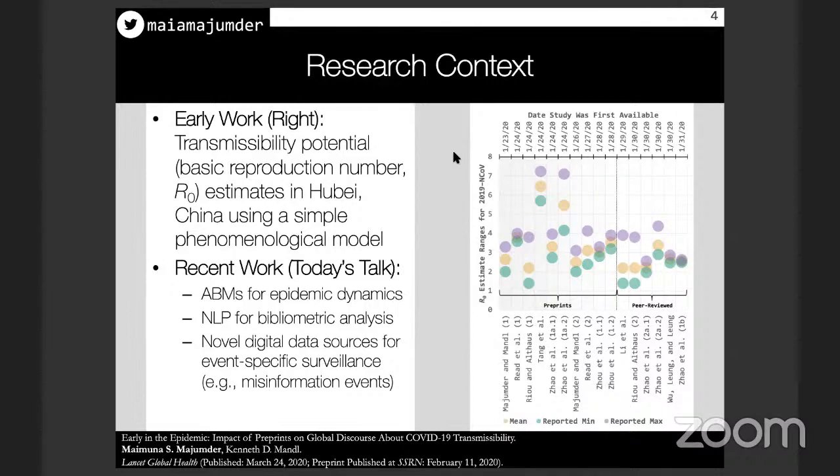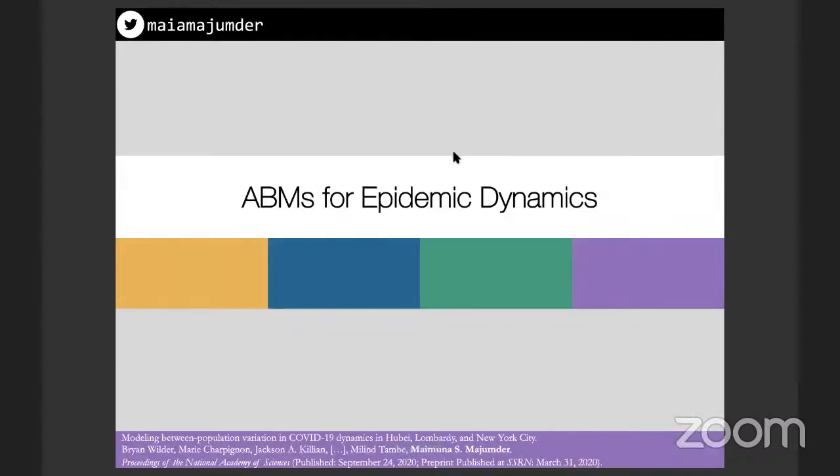These three broad research areas, ABMs for epidemic dynamics, NLP for bibliometrics, and news media and search query data for event-specific surveillance of misinformation events, comprise a few of my group's core scientific interests. And today I'll be covering three recently published studies that offer a taste of the work that we're doing within each of them. So without further ado, let's get started with ABMs for epidemic dynamics.